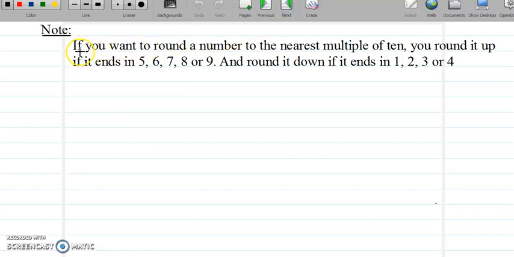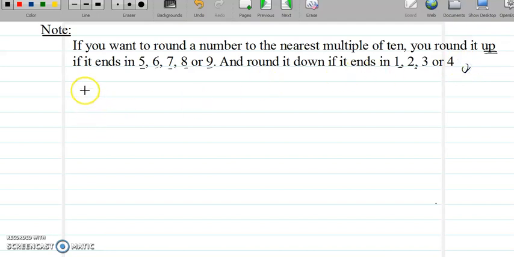Note, if you want to round a number to the nearest multiple of 10, you round it up if it ends in 5 or 6 or 7 or 8 or 9. If it ends with any of these numbers from 5 to 9, then that means we are going to round it up. But if it ends with 1, 2, 3 or 4, in this case we are rounding it down.